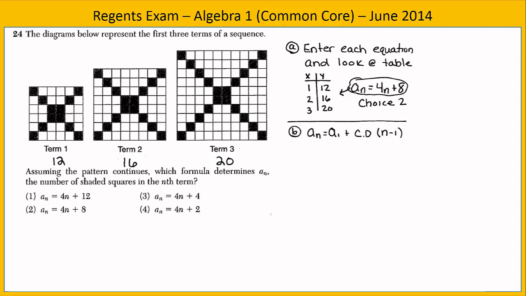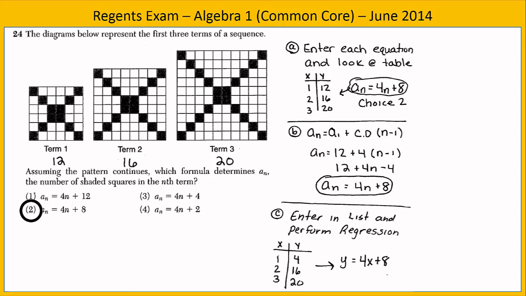Option 2 would be to use what you know about writing the equation of a sequence. This is an arithmetic sequence because each time we're adding 4 to the previous term. And so a_n equals the first term plus the common difference times n minus 1. Substitute the numbers in. First term is 12, common difference is 4, times n minus 1. Distribute the 4 and combine like terms, and you get a_n equals 4n plus 8. Again, choice 2.